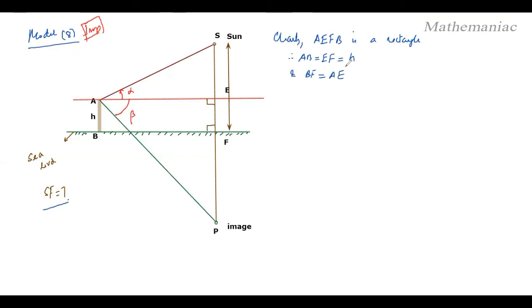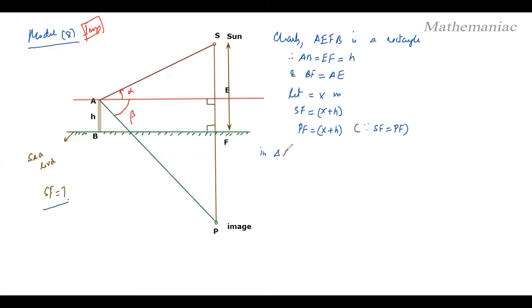That's the thing. So for a moment, I can consider this SE to be X. Let SE equal X meters. Then what will be the total height? SF will be equal to X plus H, and also PF will be equal to X plus H. Right? What is the reason? Since SF equals PF. Now, like the previous case, just start taking tan theta.